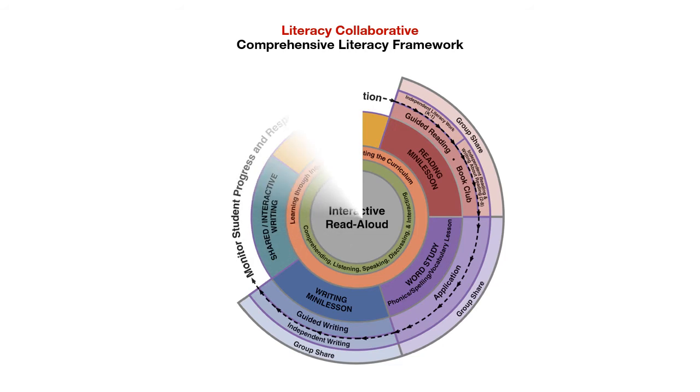The thread that binds the Literacy Collaborative Literacy Framework is the careful observation and systematic monitoring of student progress and the immediate response with instruction. That thread is illustrated in this visual by the arrows that circle through the application phases of each element of the framework. Take a moment by pausing the video to look at where the arrows circulate.